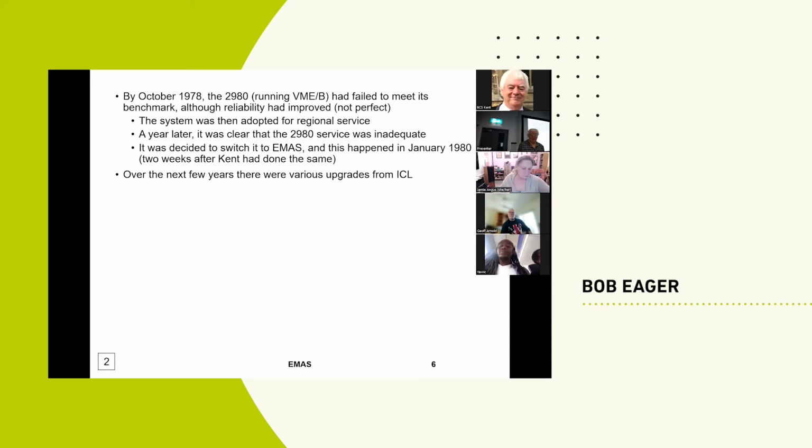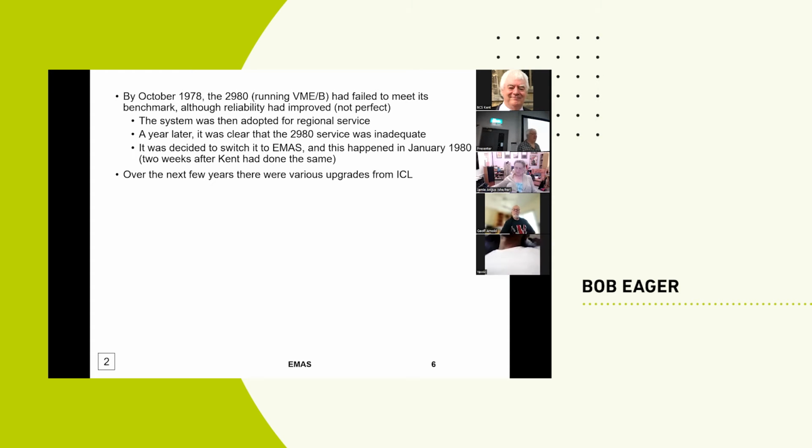By October 78, the 2980 had failed to meet its benchmark, and they've got a bit more reliability, but not much. And they decided to run it for regional service. More about the Kent bit in a minute. And a year later, they said, this 2980 is useless. We can't support a regional service. This is Glasgow, Strathclyde, Edinburgh, all in one place.